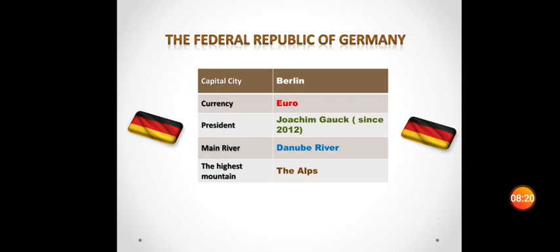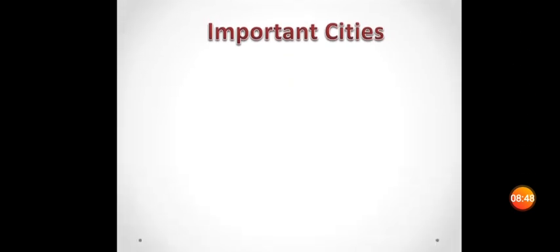Okay, and we have another important piece of information. We said that Germany had an economic problem, a money problem exactly, and we called that period what? The Great Depression. Nowadays it has become one of the leading countries in Europe in the field of economy, so it became a very strong country.